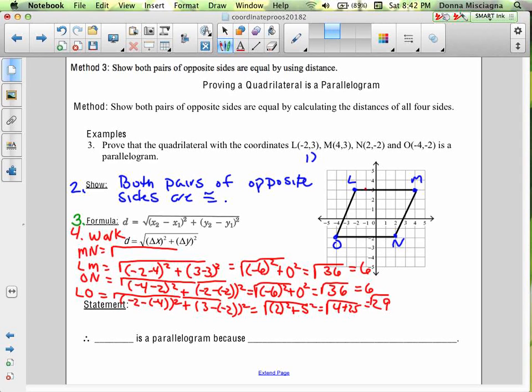All right, so 4 minus 2 squared plus, now difference in the y's, 3 minus a -2. Be careful with your signs, that's where you can make errors. 4 minus 2 is 2. And -3 minus a negative is the same as 3 plus 2. So that would be 5 squared, which would be the square root of 4 plus 25, which is the square root of 29. All right, so now we're going to do this one as a paragraph proof.